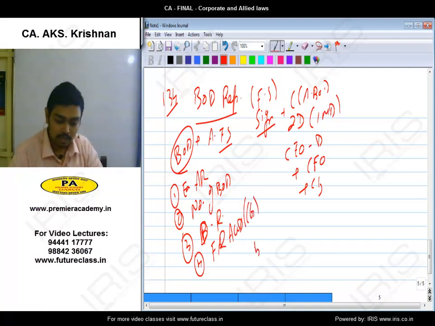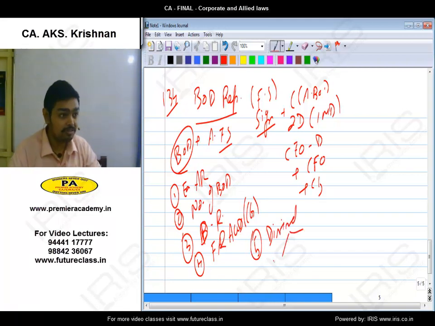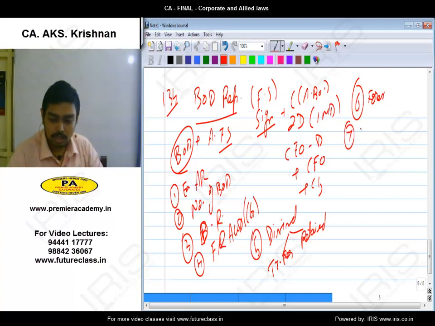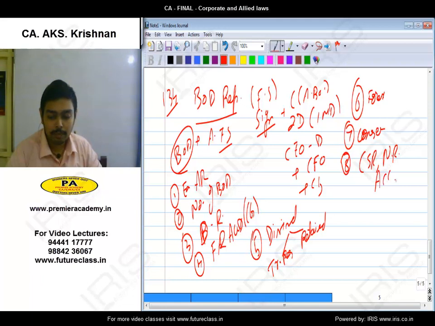Then dividend and any transfer to reserves, because transfer to reserves is not mandatory now, correct? So transfer to any reserves, or no reserves, then retained profit, retained earnings. Then foreign exchange earnings and outgo. Then conservation of energy. Then policies. What are the policies? CSR policy, nomination and remuneration policy, and audit committee policy.